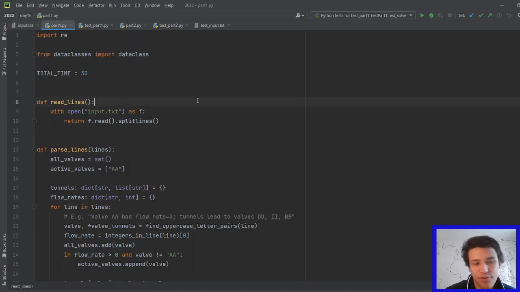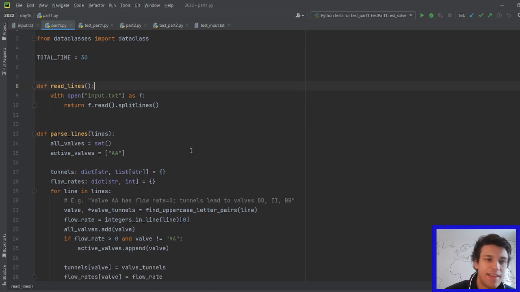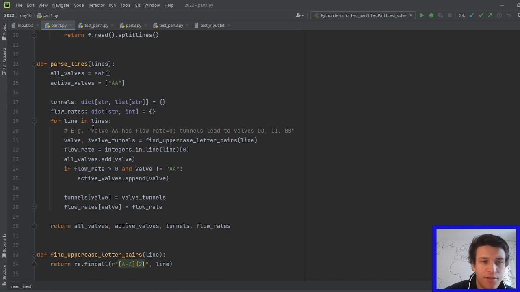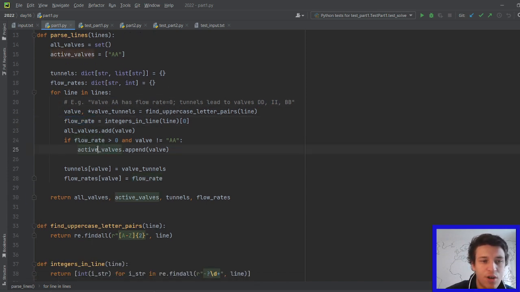And then to solve part 1, we of course need to read the file and split it into lines. And then we want to parse the lines. So we can use a trick and in each line find all the pairs of uppercase letters. This will give us the current valve as well as all the valves with tunnels from the current valve. And we can also get all the flow rates. And we keep track of the active valves. So a valve is active if it's either the starting valve, AA, or if the flow rate is positive.